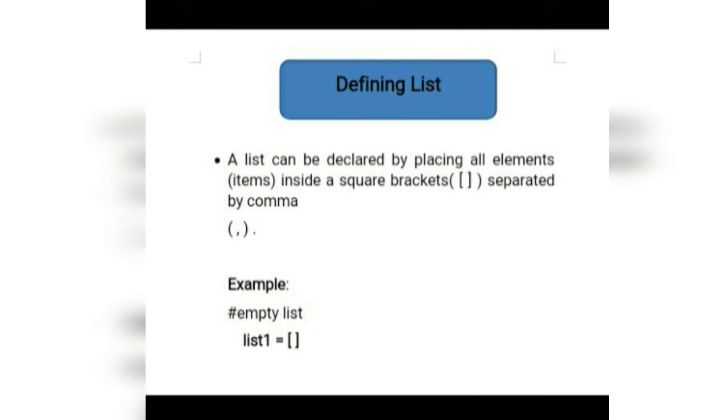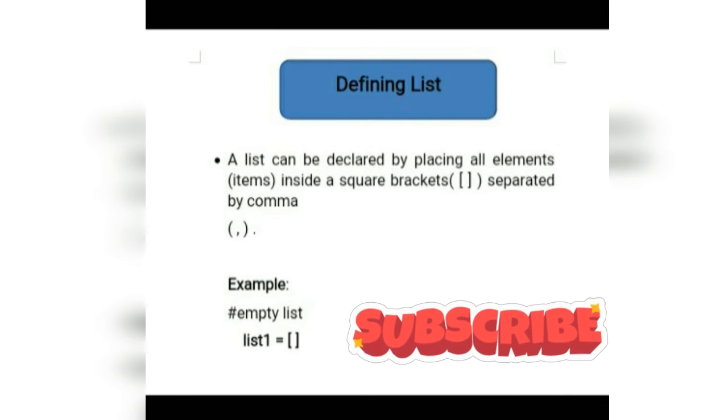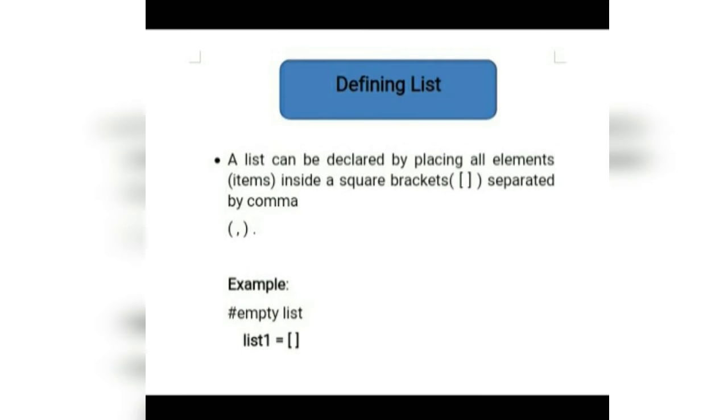Now, defining a list. My dear friends, as we saw in the previous tutorial, a list can be declared by placing all the elements, which are nothing but the atoms, inside square brackets separated by commas. Here I have taken an example of an empty list, that is list1. I have initialized it with an empty square bracket, which is nothing but the empty list.